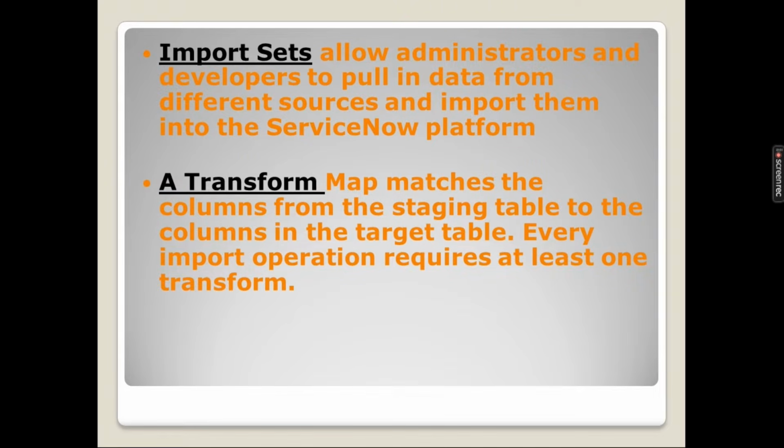And transform map is nothing but, once the data is loaded, you have to map that data to the right destination column. As you guys know, ServiceNow is a game of tables. In tables, we have columns, we have rows, and data is inside the row. So you have to load the data to ServiceNow with the help of import set and then map it to the exact destinations. So this is called import set and transform map.